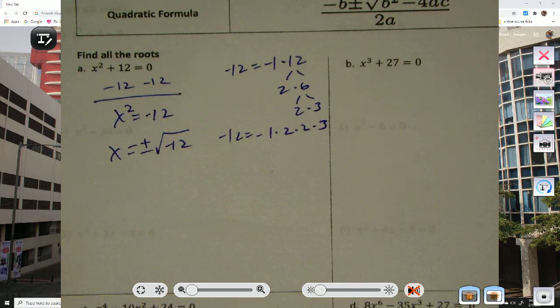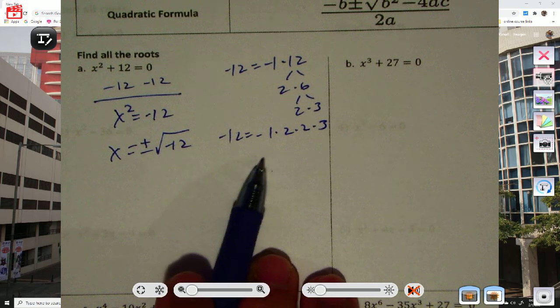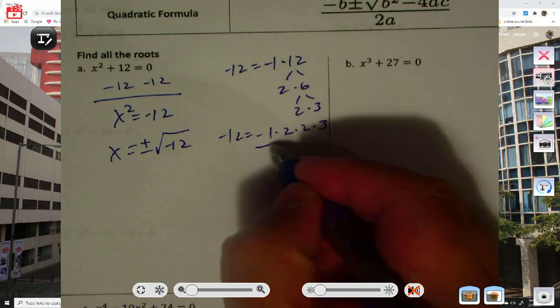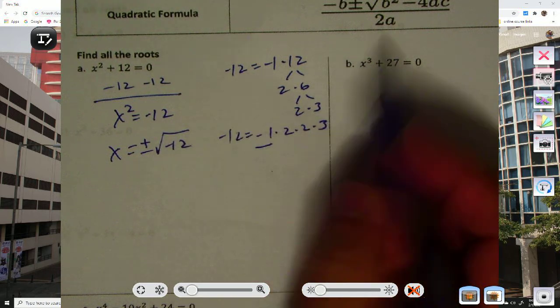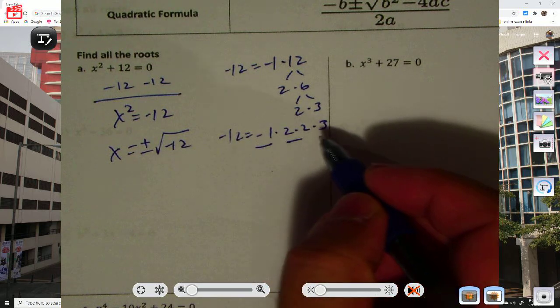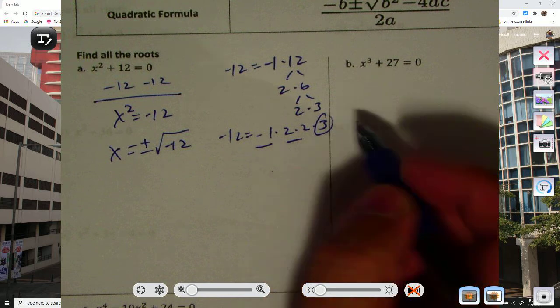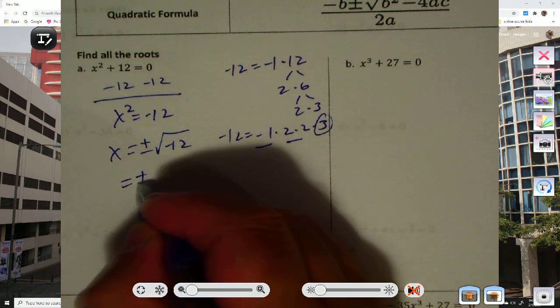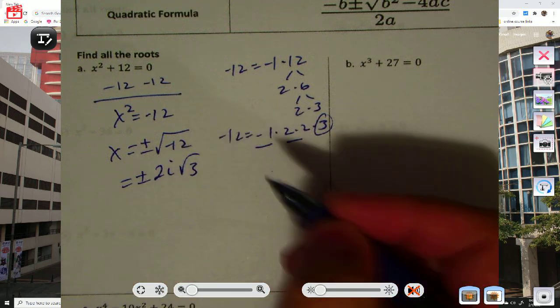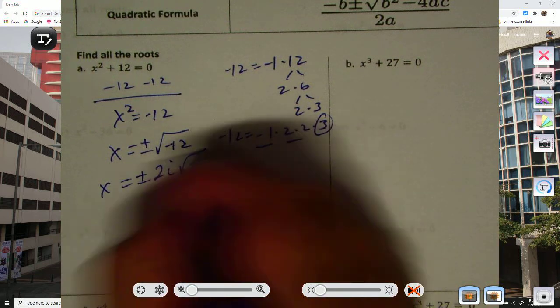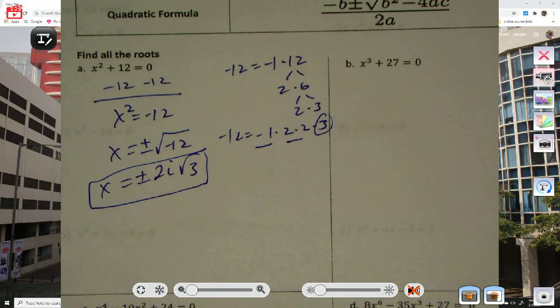We always want to take out that negative 1, because that negative 1 is equivalent to i when it's under the radical. So square root of negative 1 is i. We have a pair of 2's, that's going to come out, and we have a 3 that's left over. So that's going to be plus or minus, a 2 comes out, i, and the 3 stays inside. So this is our final answer: x equals plus or minus 2i root 3.